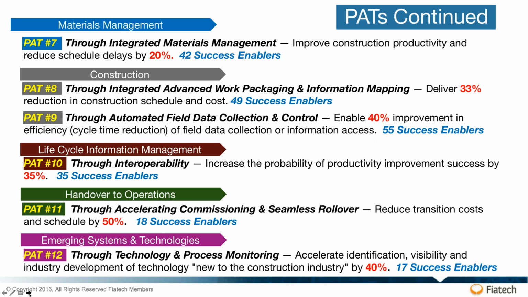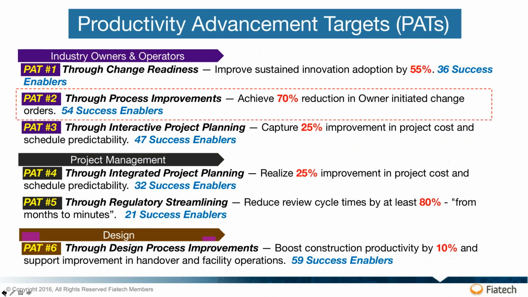There are essentially 8 leadership initiatives within Fiatech, and you can see them in the wide chevrons on this page and the next page. And there's actually 12 productivity advancement targets that relate to that. So the first 3 are industry owners and operators. Today's discussion is going to be target number 2. The next 2 relate to project management and design and so on.